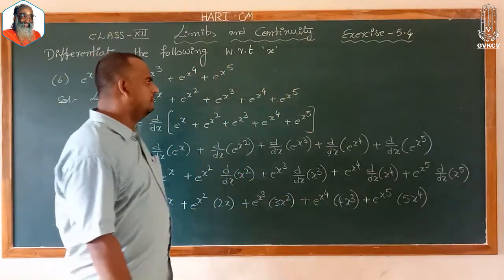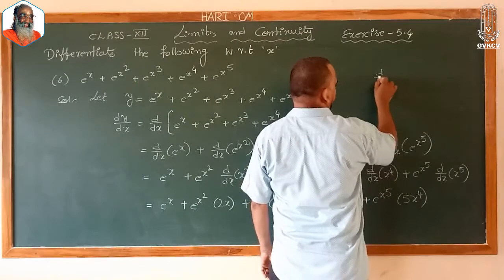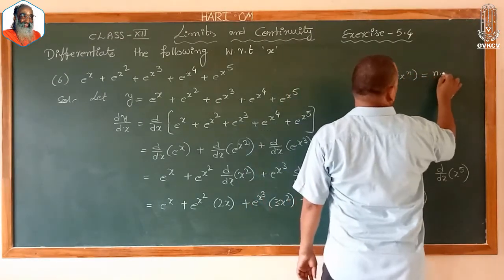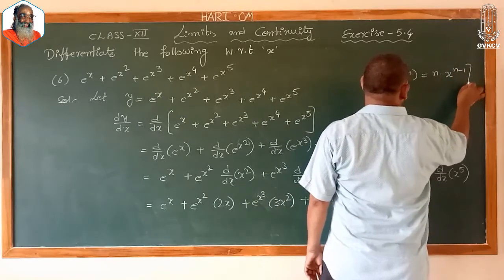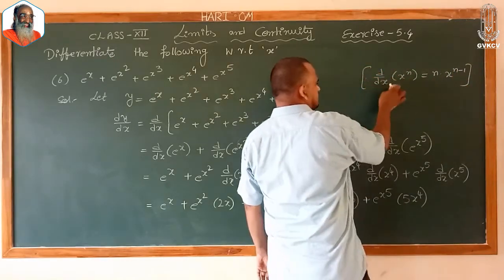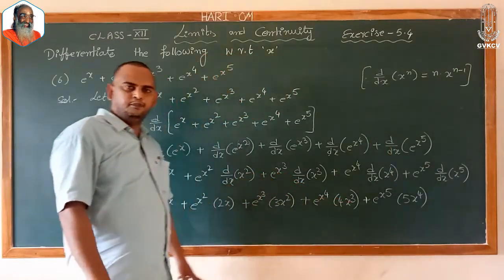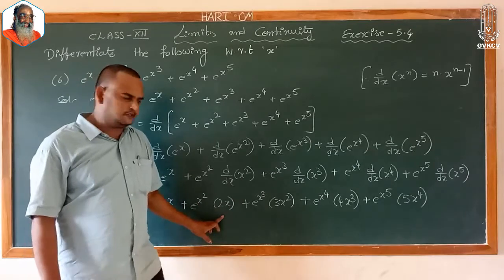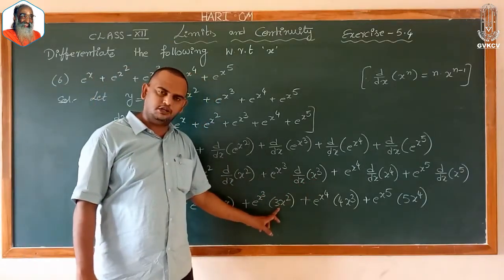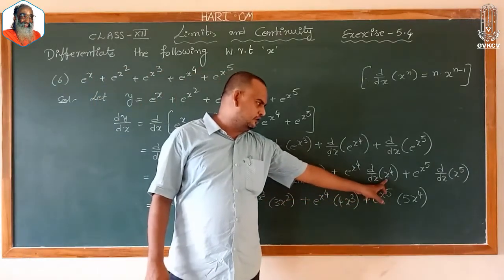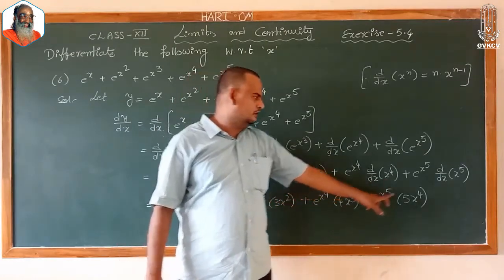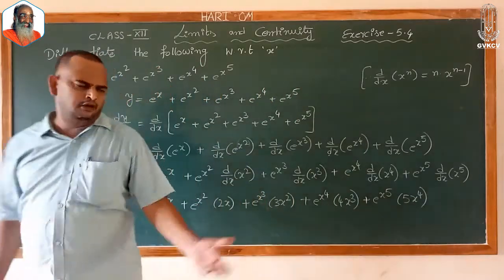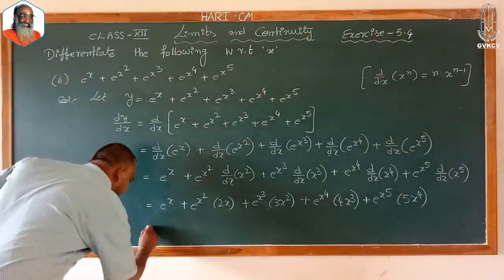So what is the formula we have applied here? We have a formula that d by dx of x power n. What is the formula for this? N into x to the power of n minus 1. This is the formula we applied here. By applying that formula, x square differentiation we got 2x, x cube differentiation we got 3 into x square, x power 4 differentiation we have 4 into x cube, x power 5 differentiation we have 5 into x to the power of 4. Now let us simplify what we have here.